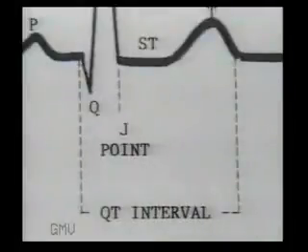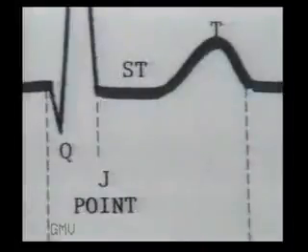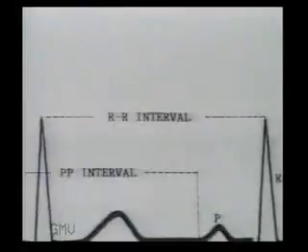The time from the beginning of the Q wave to the end of the T wave is called the QT interval. It represents the total electrical activity of the ventricles. The line between the QRS complex and the T wave is termed as the ST segment, and the point of junction between the QRS complex and the ST segment is called the J point. The time interval from the apex of one R wave to the apex of next R wave is termed as the RR interval. RR interval is related to the heart rate or rate of ventricular contractions.